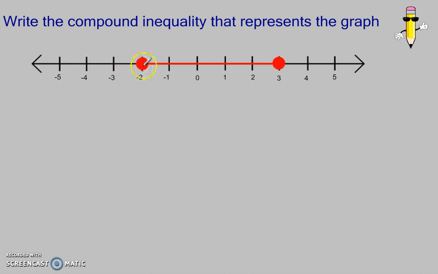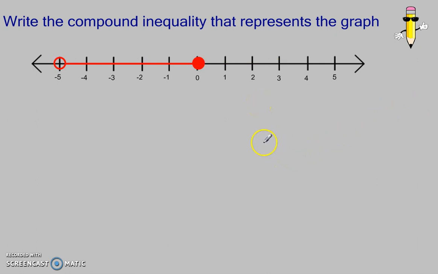Now, remember when it's filled in, it's going to be "or equal to." So here we have -2, then x is in the middle, and there we have 3. Our sign's going to be pointing this way, and then it's "or equal to." So x is greater than or equal to -2, and x is less than or equal to 3.